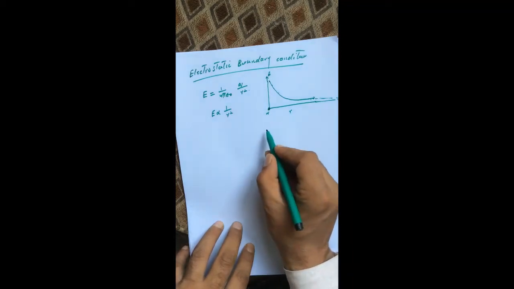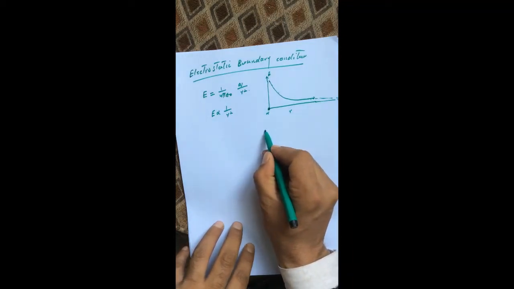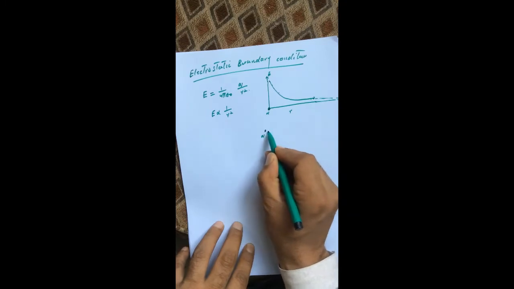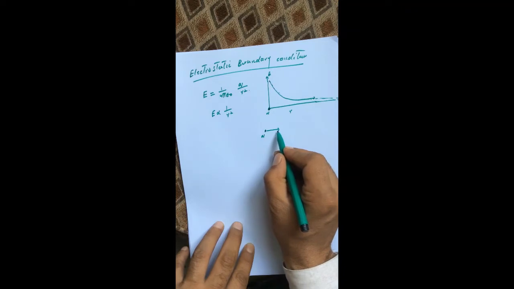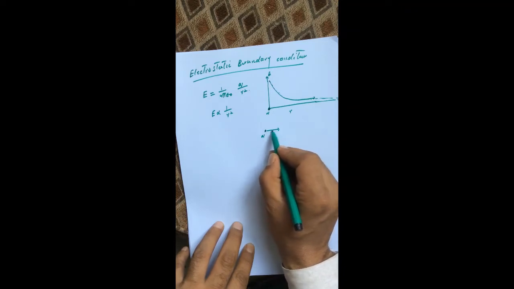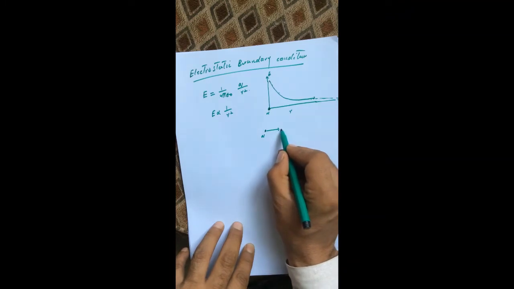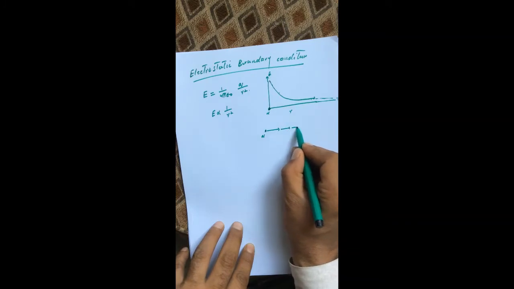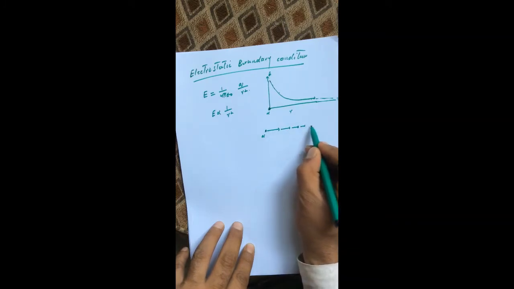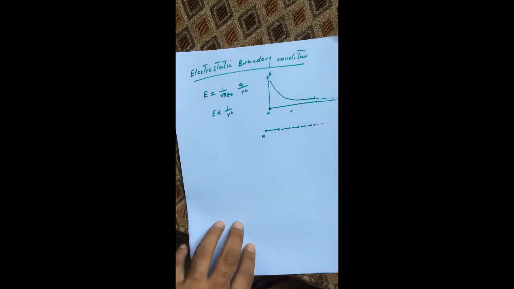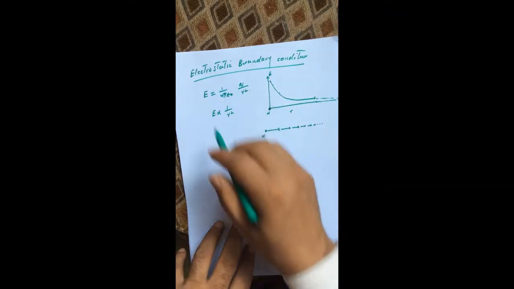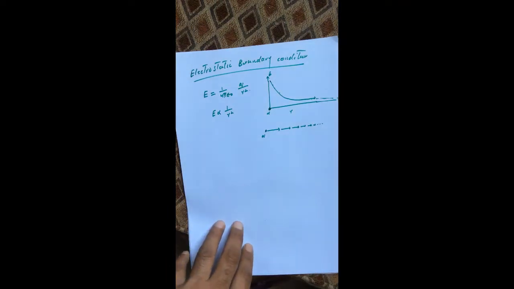What it means? Suppose we have a point charge Q here. Close to the point charge, the electric field is stronger. So this arrow with greater length means that the electric field is stronger here. As we move away, it becomes smaller and smaller, and finally it finishes. So this is the concept of electric field.